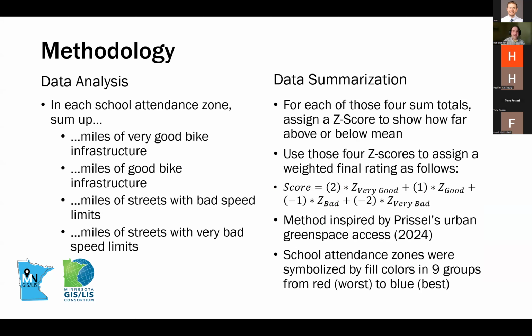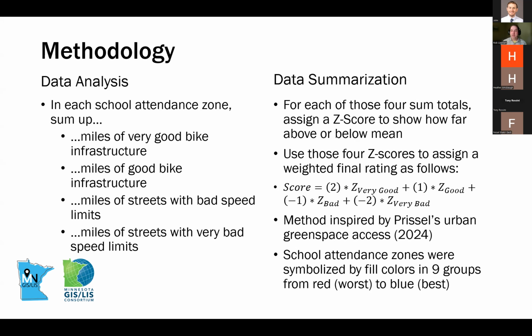And so that inspired me to take these 4 sum totals and assign a z-score to them. So assuming that these sums would be normally distributed, how far above or below the mean was every value? So I got those 4 z-scores. Just as a reminder, a positive z-score implies you're above average or above the mean. A negative z-score implies you're below average or below the mean in each of these 4 categories. For each school's attendance zone, once it had all of its z-scores, I decided to add them up using essentially a weighted sum.